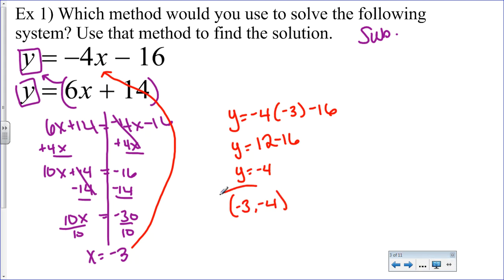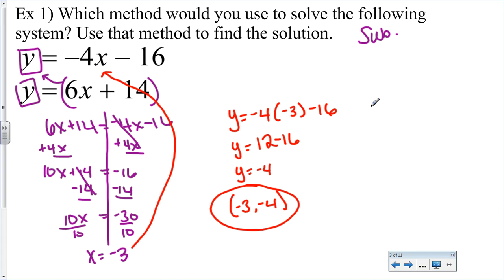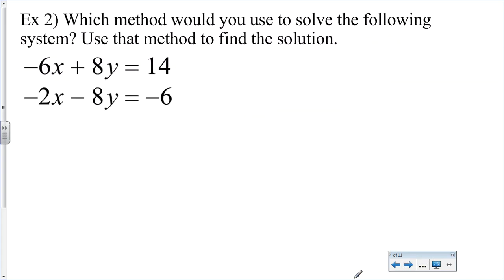I could check that by plugging them into the second equation to see if they actually work. So I'm going to go ahead and do that. So if I plug that into the second equation, y equals, so negative 4 equals 6 times x, which is negative 3, plus 14. Okay, so 6 times negative 3 is negative 18. If I add 18 and 14, I do get negative 4. So I'm in good shape. Those worked out. Let's look at the next problem.